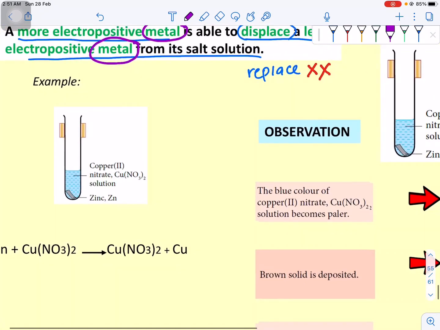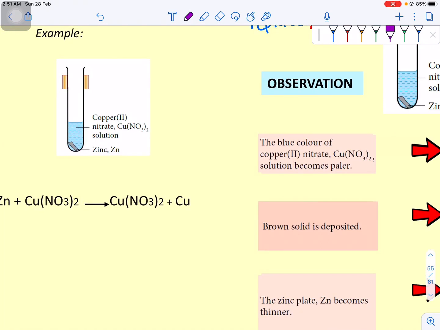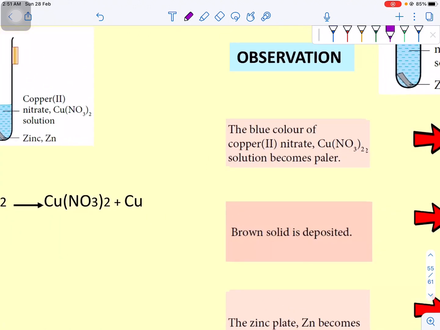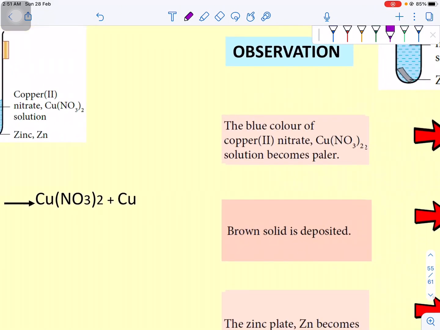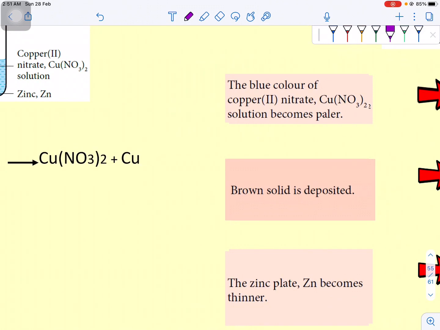So this is the observation that we get when we conduct an experiment between copper(II) nitrate solution and zinc. What we can find out is the blue copper(II) nitrate becomes paler, a brown solid is deposited, and the zinc plate becomes thinner. If we get this, meaning kita ada perubahan terhadap bahan tindak balas, the reactant, so we can say the reaction occurs. Something happens inside the test tube.